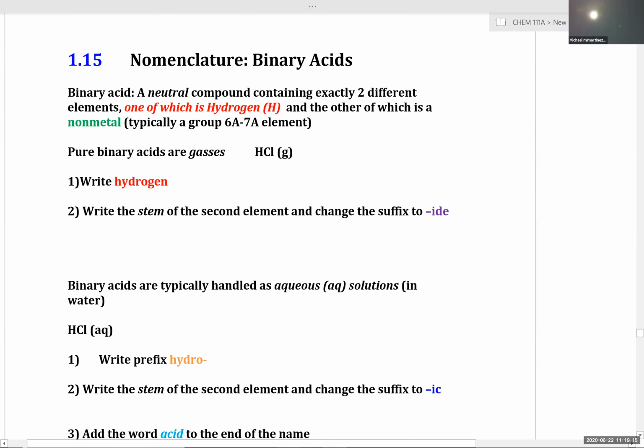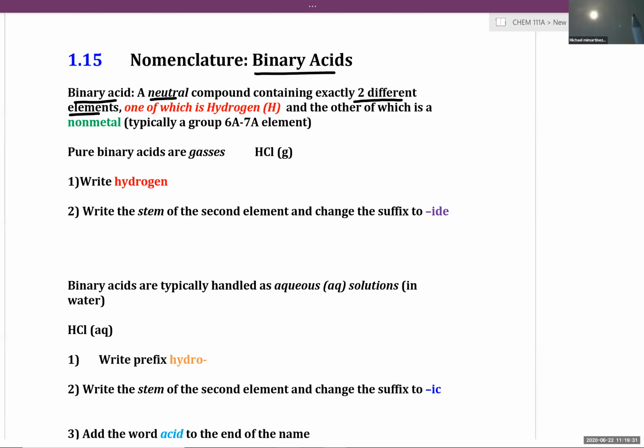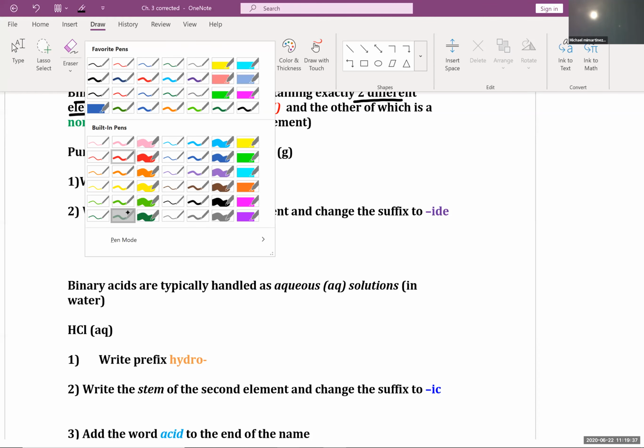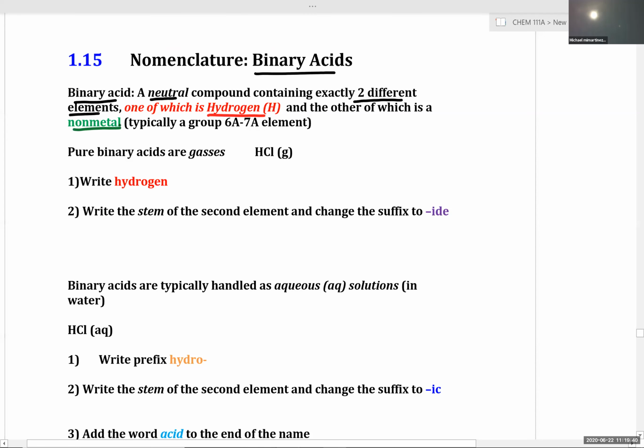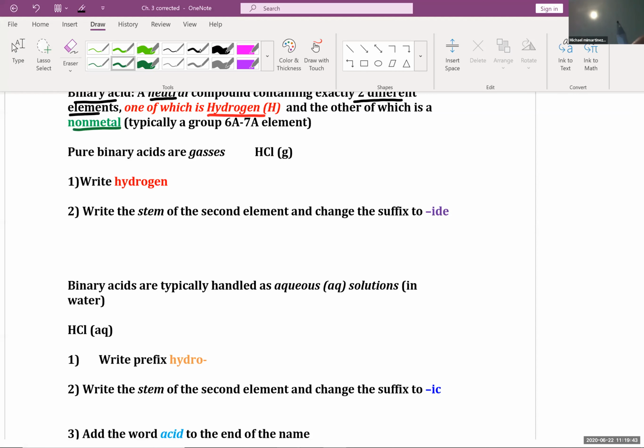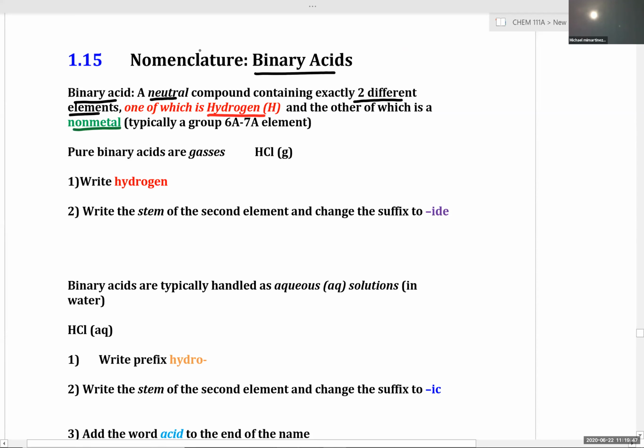acids. So let's first look at the nomenclature rules for binary acids. A binary acid is a neutral compound, no charge, containing exactly 2 different elements, one of which is hydrogen and the other of which is a non-metal. Now, here's an important thing to note. How you name an acid and how someone talks about an acid can really give you a sense of how dangerous they are. The really pure, 100% pure binary acids are gases. So HCl gas is a pure binary acid.